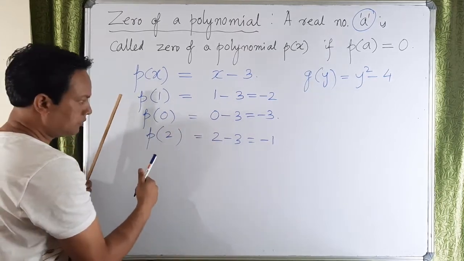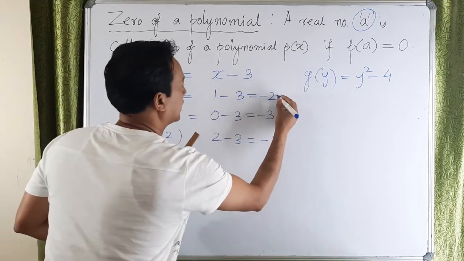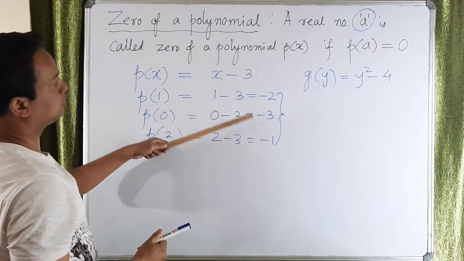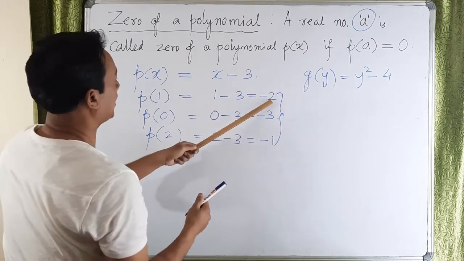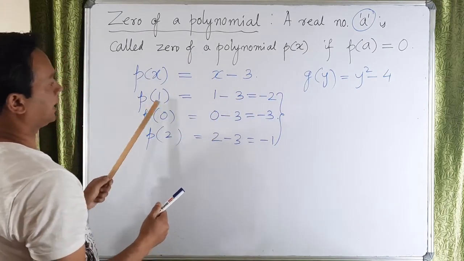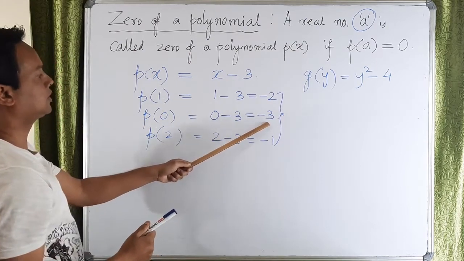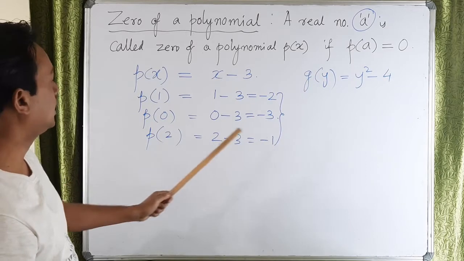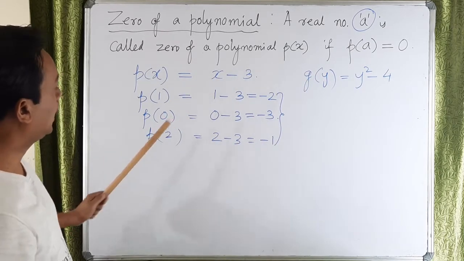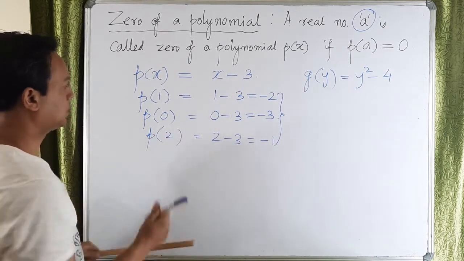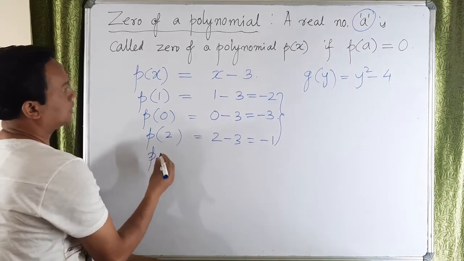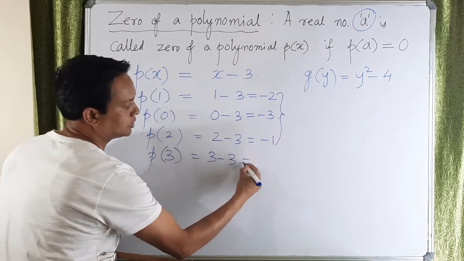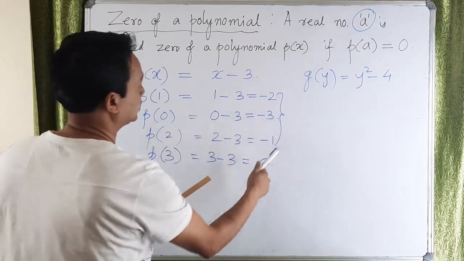So, these numbers, whatever we get, are called the values of the polynomial at different points. This minus 2 is a value of the polynomial at x equals 1. This minus 3 is the value of the polynomial at x equals 0. This minus 1 here is the value of the polynomial at x equals 2. These are called values. Now, if we take another number, say 3, then 3 minus 3 is becoming 0. This also is another value.